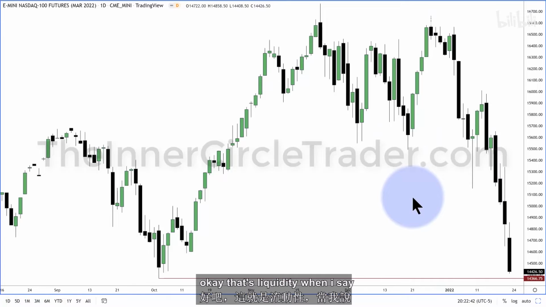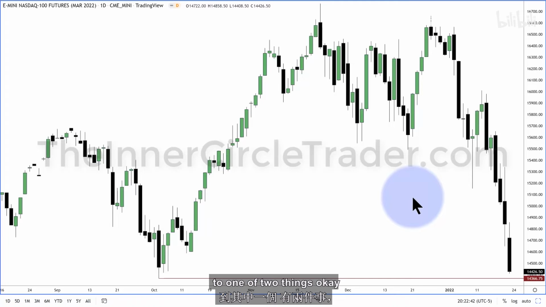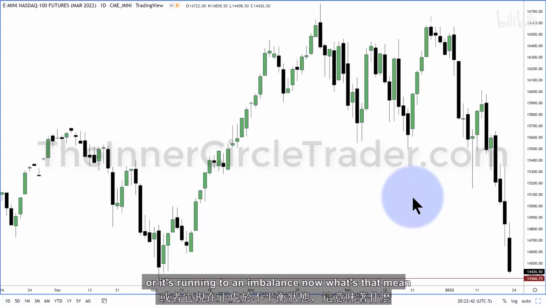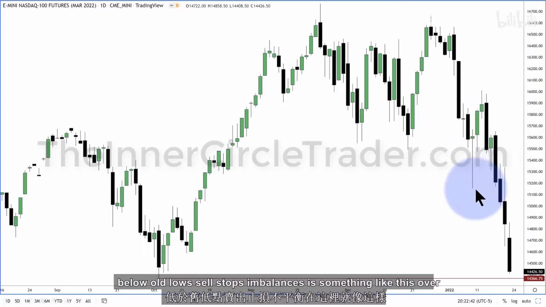When I say learn to start looking for where the market's going to draw to, it's drawing to one of two things, okay? It's drawing to stops, which is liquidity, or it's running to an imbalance. Now, what does that mean? Above old highs, buy stops. Below old lows, sell stops.